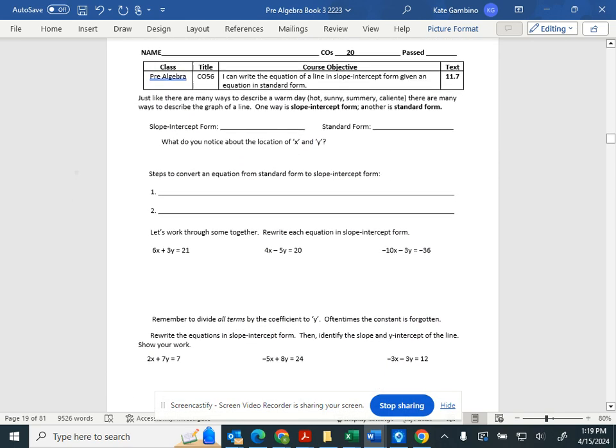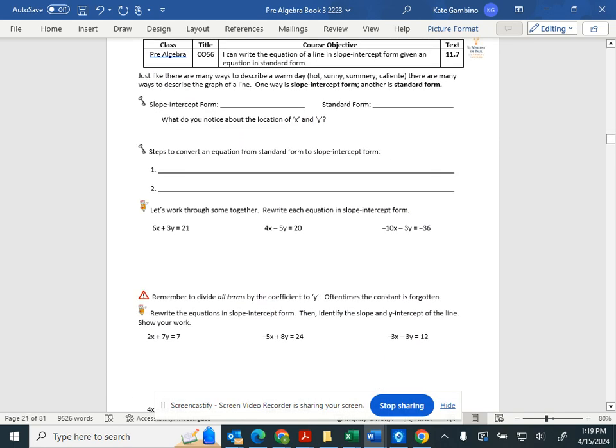CO 56. I can write the equation in slope-intercept form given the equation in standard form. What important thing do we have to remember to do here, Henry? We need to do opposite operations. Add or subtract first, and then we divide. And remember, when we're dividing, every term gets divided. So we have our 2 steps.